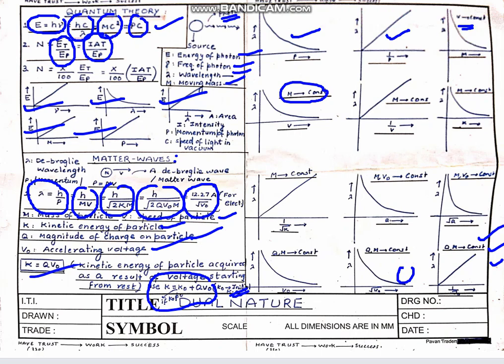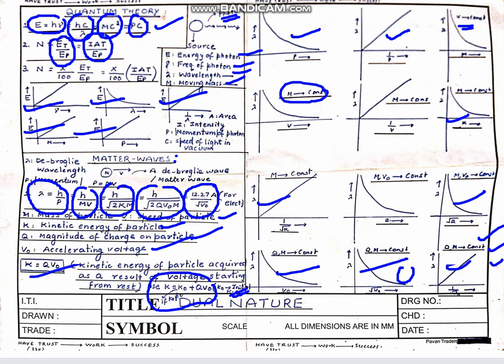And then we have the graph of lambda versus m, a rectangular hyperbola again. Then the graph of lambda versus 1 by root K will be a straight line. Then for lambda versus q, that will again be a rectangular hyperbola for m and V0 constant. Then lambda versus root q, again an inverse relation, a rectangular hyperbola. Then lambda versus V0, again a rectangular hyperbola, and root V0 a rectangular hyperbola.